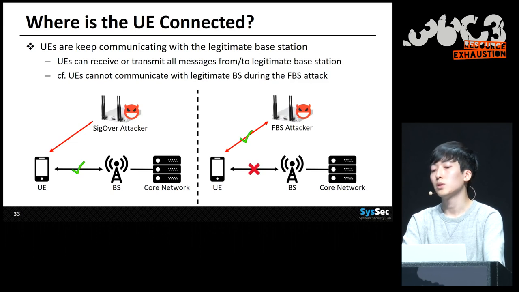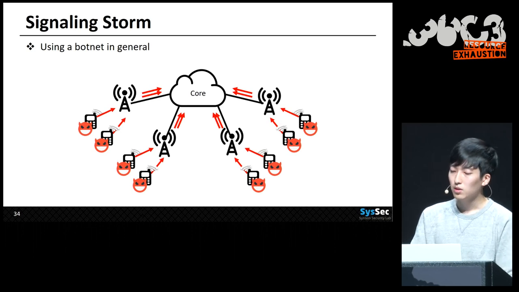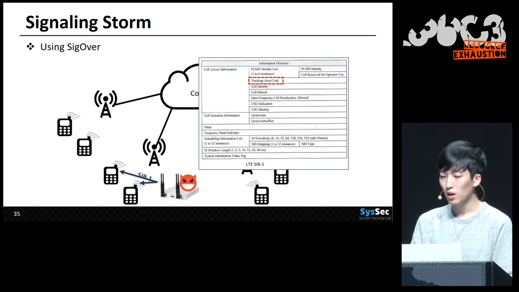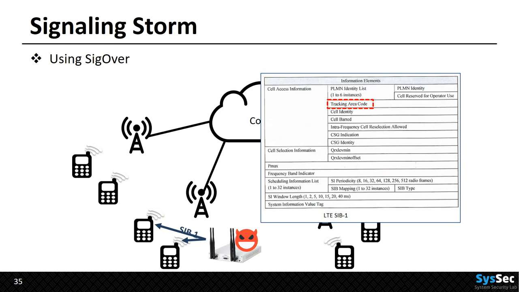Let me show you some possible attacks using SigOver, but not feasible using FPS. First one is signaling storm attack. In general, signaling storm occurs through a botnet, but the SigOver can launch the attack without using the botnet. The SigOver exploits a broadcast message called SIB1, especially the tracking area code. By changing the tracking area code to a new one, the attacker can trigger the tracking area update procedure of the victim UE, which is sent to the core network.